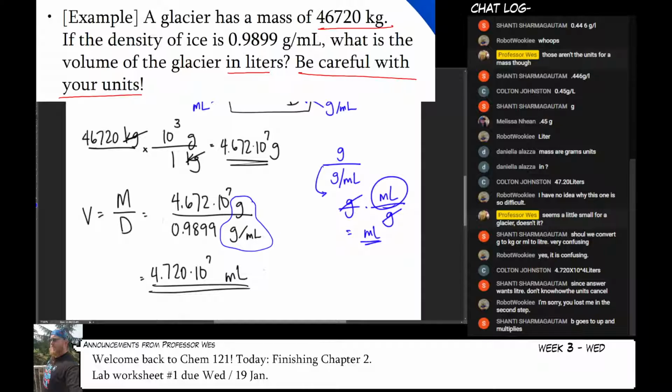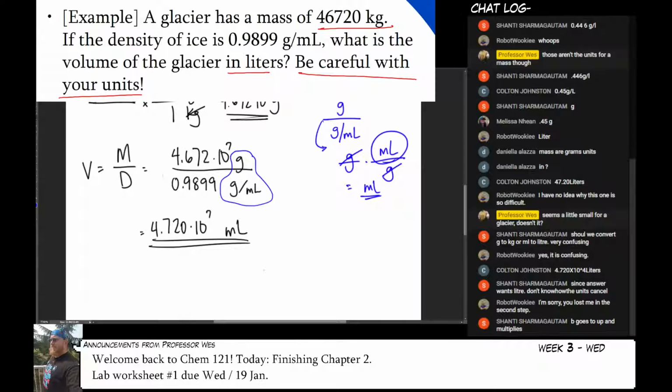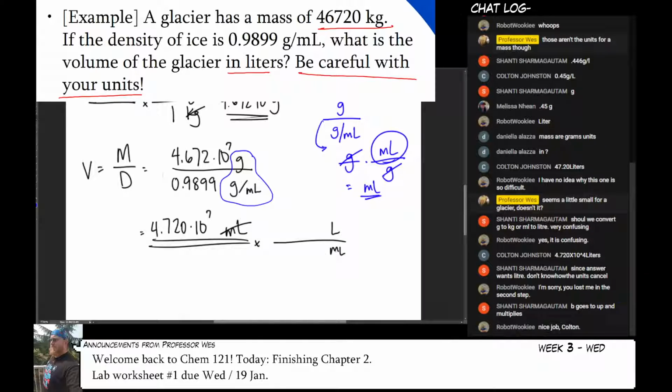But that's not what the problem is asking you. The problem wants the volume in liters. So I need to take this number and do this conversion. 1 milliliter is 10 to the minus 3 liters. And that gives me the actual answer.